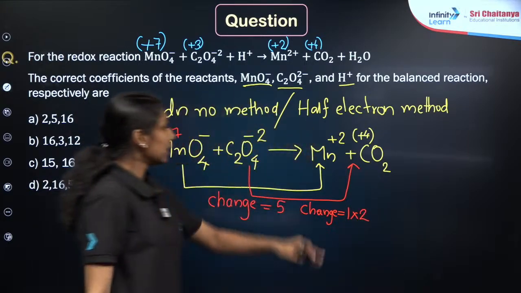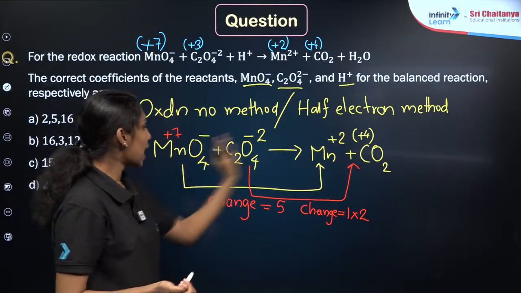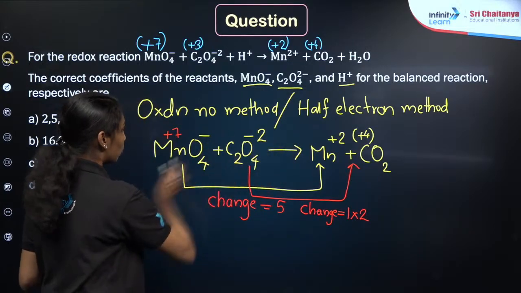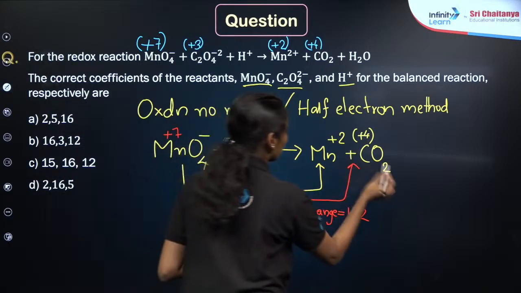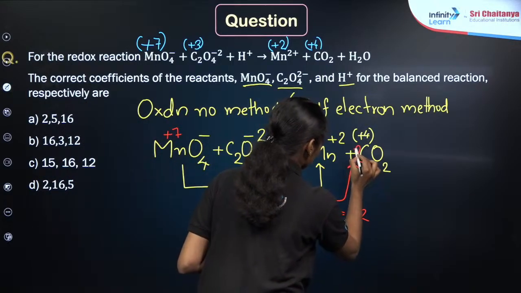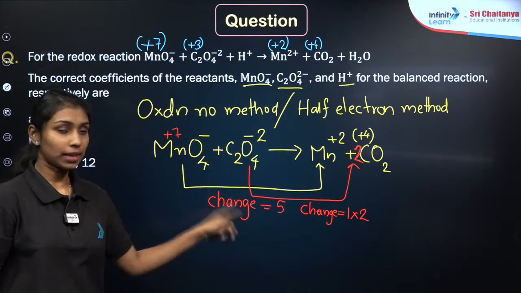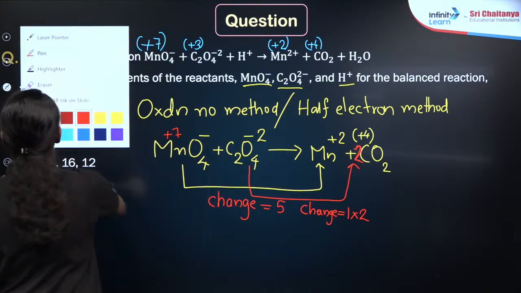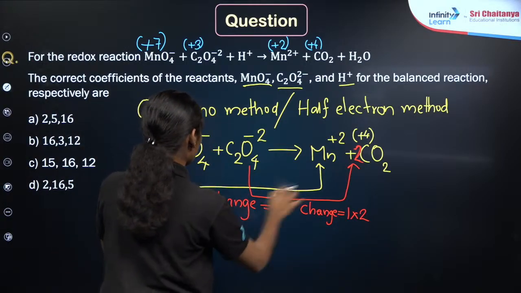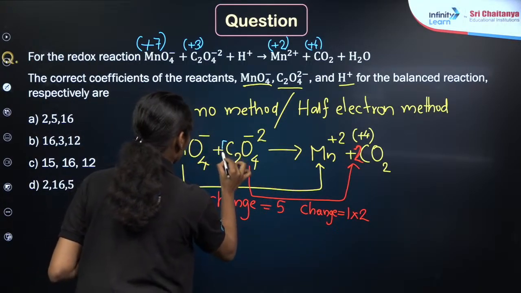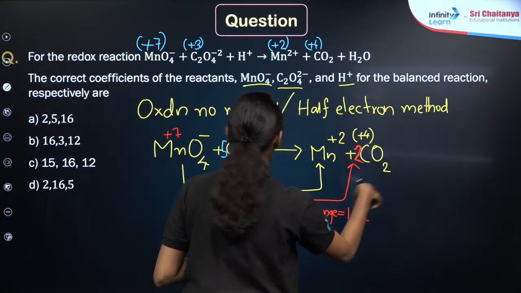Then before cross multiplying these changes, you have to balance the atoms. Here manganese is only 1, both are balanced. What about the carbon? Here it is 2 carbon, but here it is only 1 carbon, right? So I am putting 2 here. Then after that you have to cross multiply these changes. You just multiply this 5 with the C2O4 minus. Then it will become 5 into 2 CO2, right? I will write here.